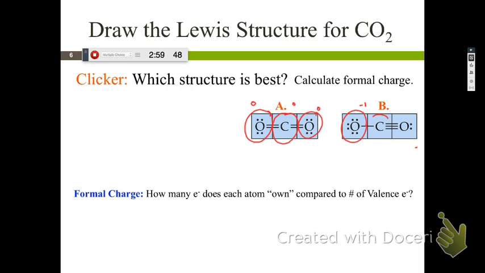Okay, so let's do the circle method. We circle through it. Gets to count 1 from each of the 4 bonds. That's 4. It should have 4 valence electrons. Those match, so we have no formal charge.